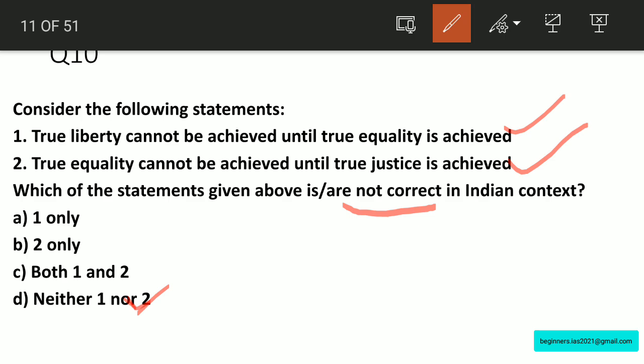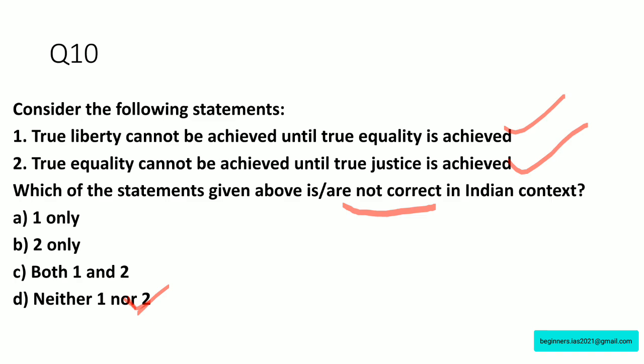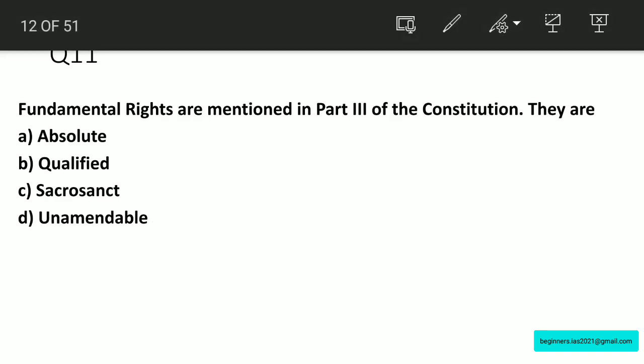What about statement number 2? As long as injustice exists in the society, equality cannot be achieved. It can be understood from Article 14 of the Constitution. So, we have to know these things. Let us move on with question number 11.